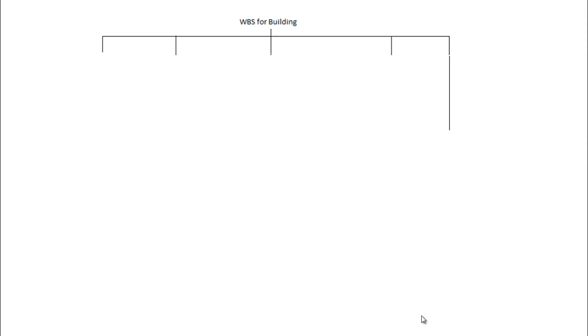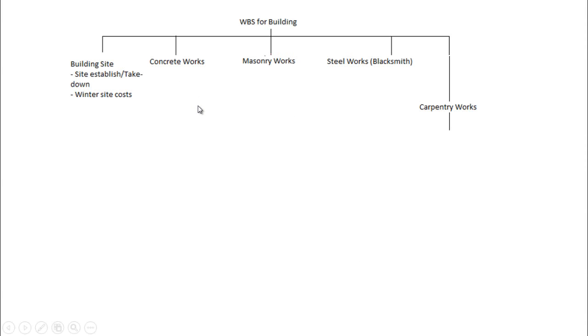Now, once I've done my drawings, I have my different files I can put together later on, but I need to do a work breakdown structure, and this is simply breaking the project down into different works packages. In my case here, I've got 5 different packages. One is the building site, comprising site establishment and takedown, and winter site costs if work is done between 1st November and 31st of March. That's called the winter period in Denmark anyway. Then we have the concrete works, the masonry works, the steel works, and the carpentry works. We can have other works, of course. I'm just keeping this simple for this particular video.